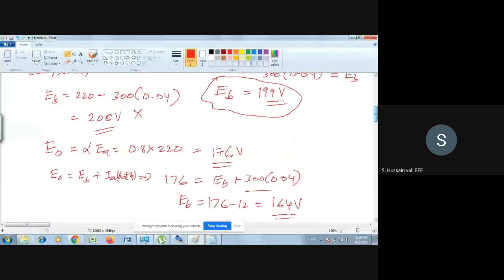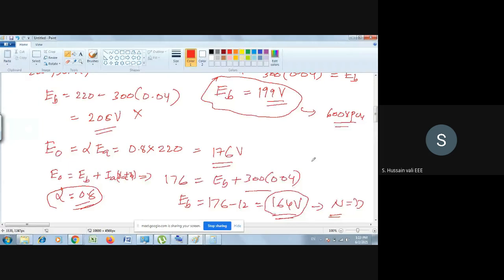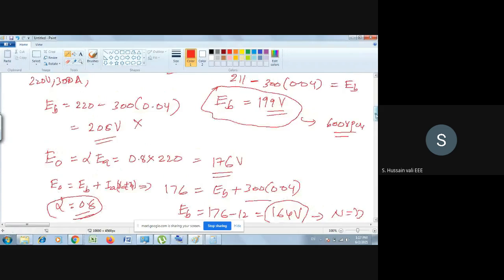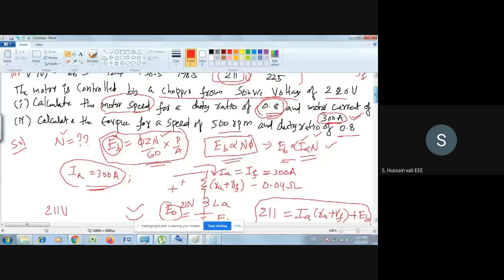At this EB, what is the speed? Because this EB we got from the magnetization characteristics, and from the magnetization characteristics he said the speed is 600 rpm. Now he's asking what is the speed here. Why? Because at this value of alpha, that is 0.8, he's asking what is the speed. So at alpha equal to 0.8, we got E naught, and from that you will get EB. At this EB, what is the speed he is asking? At one speed we know already, that is 600 rpm. Because from the magnetization characteristics, he said that it is 600 rpm.